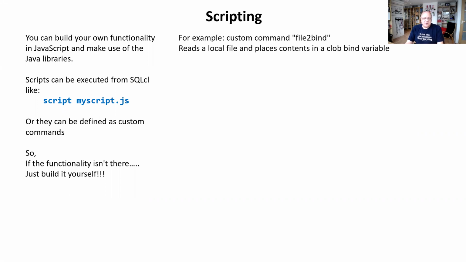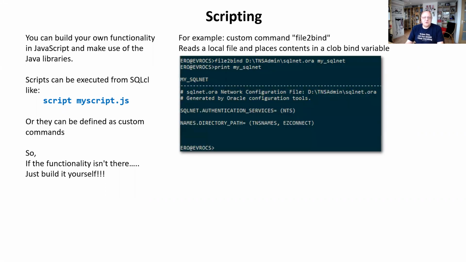This is an example. I have built a file to bind script. It reads a local file and puts the contents into a SQL*Plus bind variable. Then you can use it like this. For example, I'm saying file to bind. I give it a file name and I give it a bind variable name. And then when I print the bind variable, there it is. So now I can use the contents of this file in any SQL or PL/SQL that I want. And this is something that just isn't in SQLcl by default. You have to build this yourself. And you can.